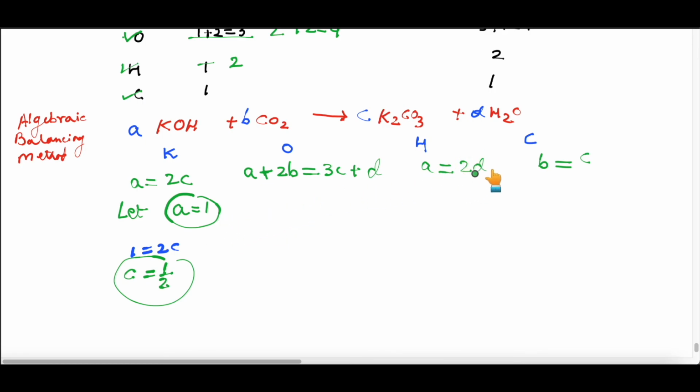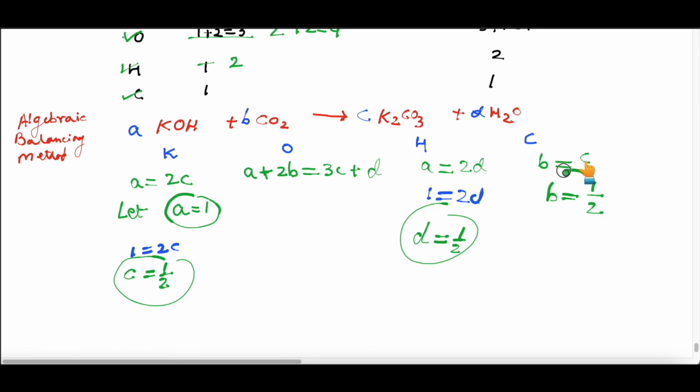Now if we put the value of A here in this equation, we can get the value of D. So if I put the value of A as 1, so 1 is equal to 2D. Therefore D is equal to half. Now we are left to find the value of B. Here B is equal to C, but we know that C is equal to half. Therefore on substituting the value of C as half, we will get the value of B also as half.